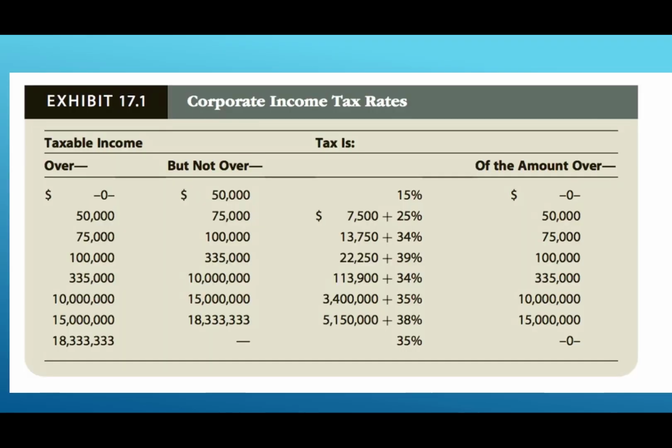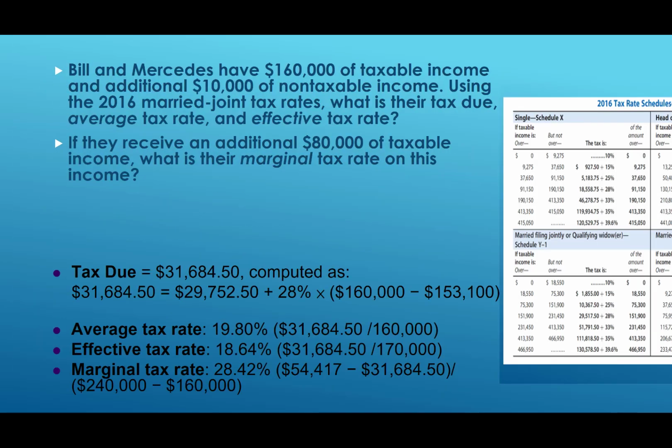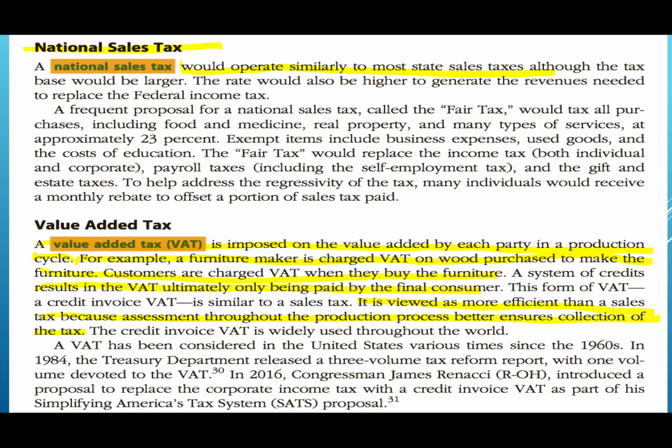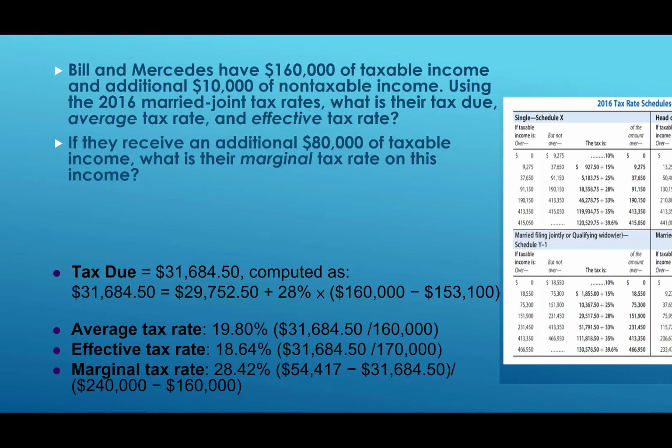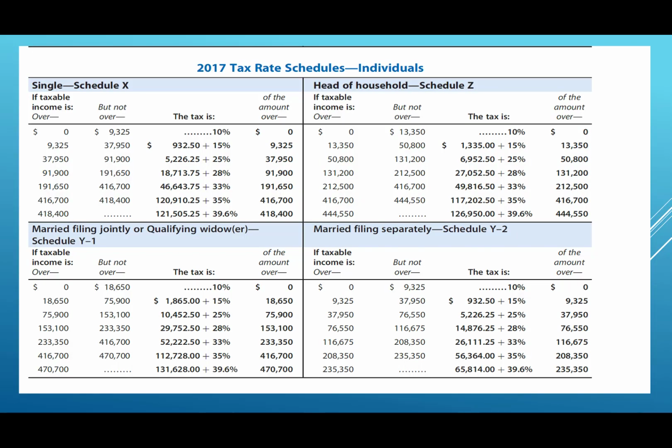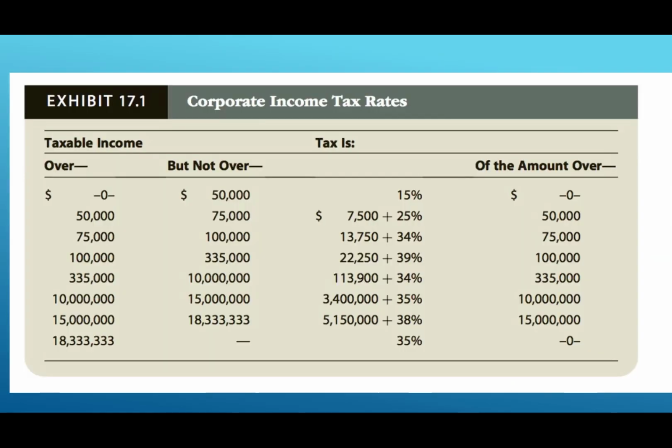Okay, so we go back and we see that when we calculated it, it was the $29,752.50, right? Oh, sorry, I'm on the 2016 schedule. I need to be on the 2017. Oh, okay, thank you. And I need to be on the right schedule here too. So it's what? Between 75,000 and between 153 and 233, and 28% of the amount over 153. Thank you.